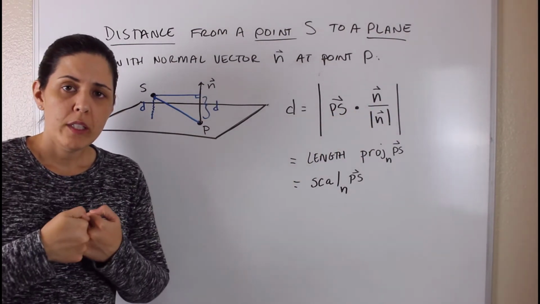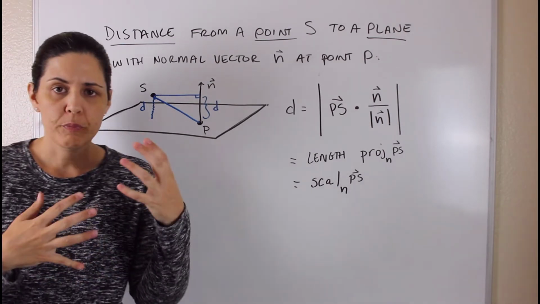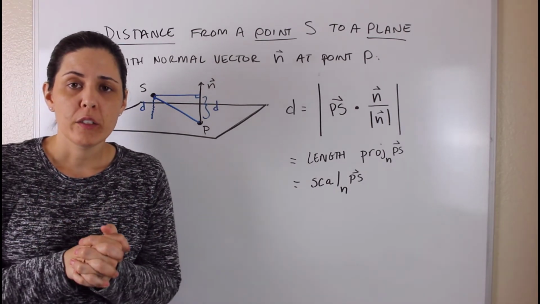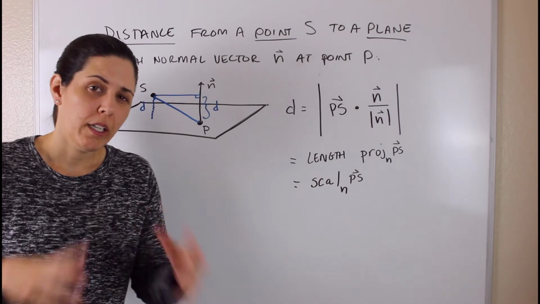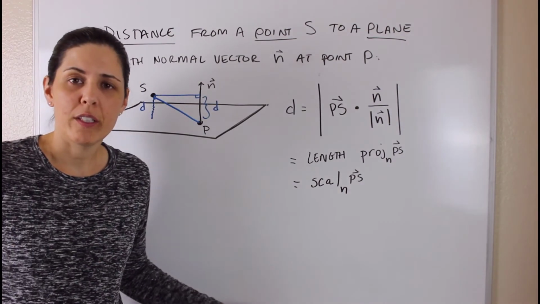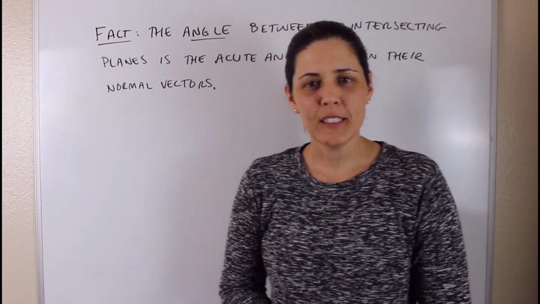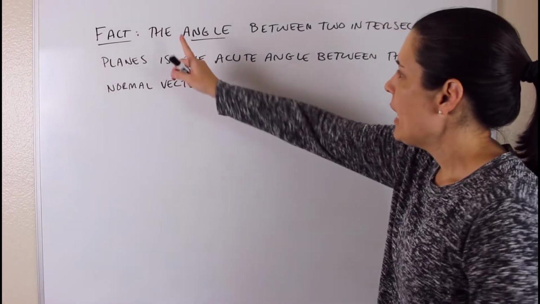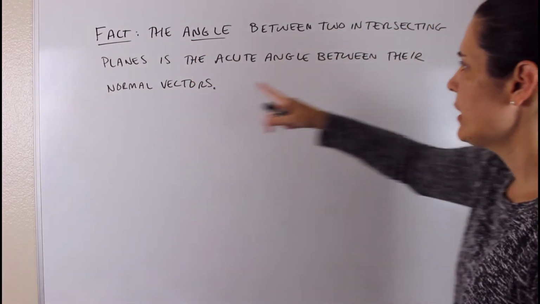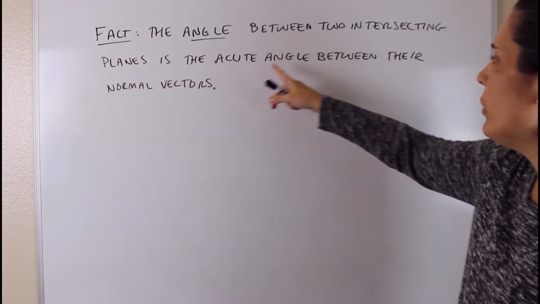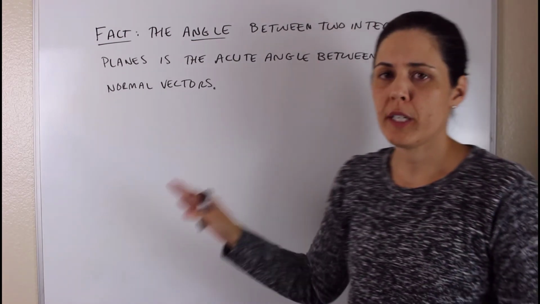I'm going to tell you one more thing, regarding the angle between planes, and then we'll work out an example with that, and that'll be it for this section. Alright, so here's this last piece of information. The angle between two intersecting planes is the acute angle between their normal vectors.